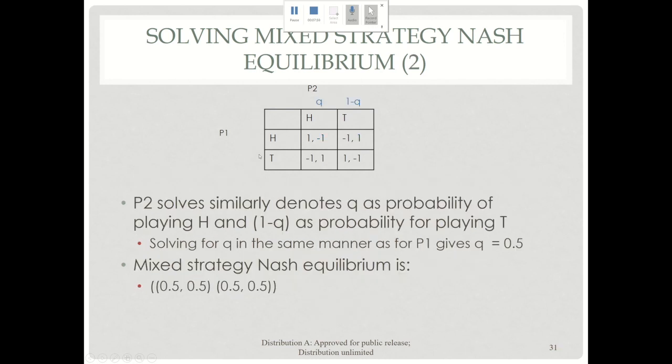Likewise, P2 solves a similar problem. Let's say its probabilities over H and T are Q and 1 minus Q. Similarly, solving for P1's utilities from H and T and making them equal, it again gets Q equal to 0.5 and 1 minus Q equal to 0.5. So the mixed strategy Nash equilibrium works out to be 0.5, 0.5 for player 1 and 0.5, 0.5 for player 2 as well.